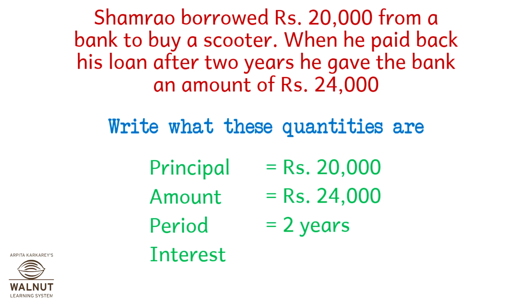The period N is 2 years. That's right. The interest I is therefore rupees 4,000. How did we get that? Rupees 24,000 minus rupees 20,000. Because amount is equal to principal plus interest. Therefore, interest is equal to amount minus principal.